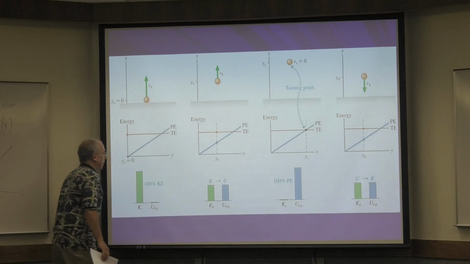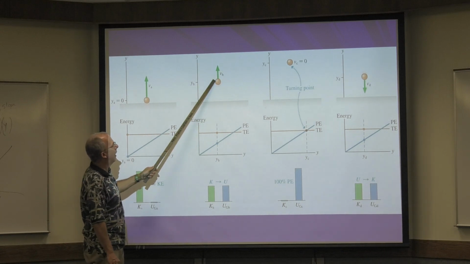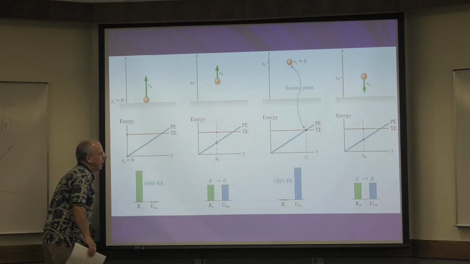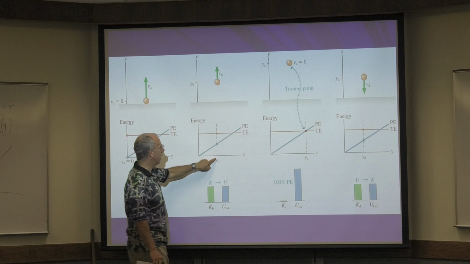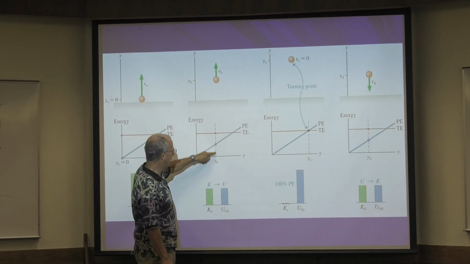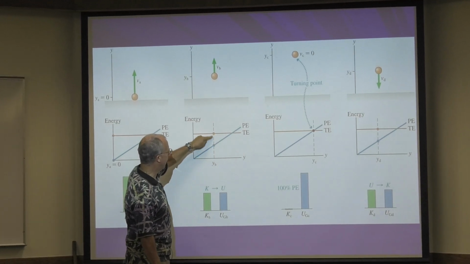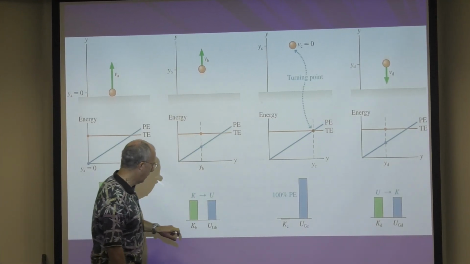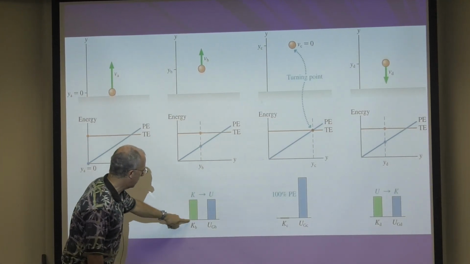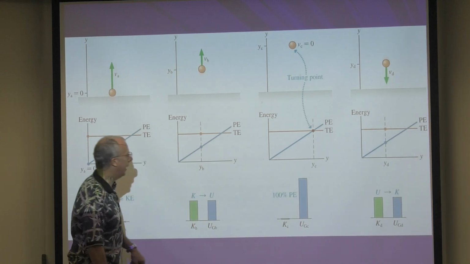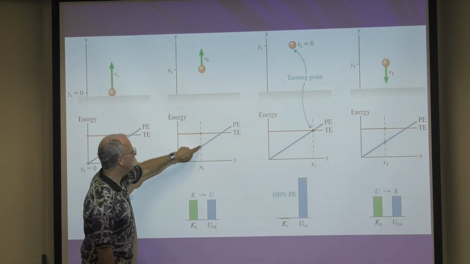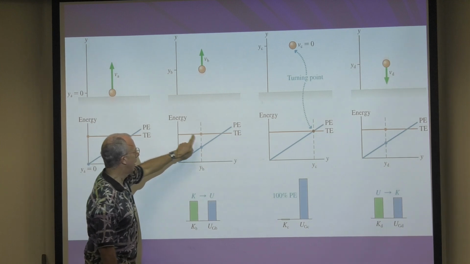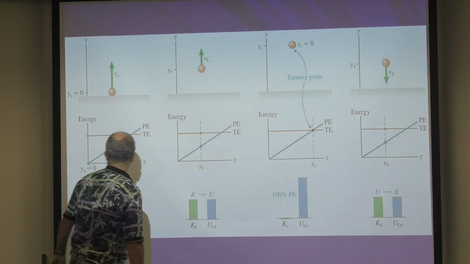So it's all kinetic, no potential. Then we get, maybe halfway up or something like that, and so we're at some yB. This is the potential energy, and this is the kinetic energy. So it looks like they're half and half, right? Almost the same. Here, that's the kinetic energy, that's the potential energy. And again, the potential energy plus the kinetic energy equals the total energy.